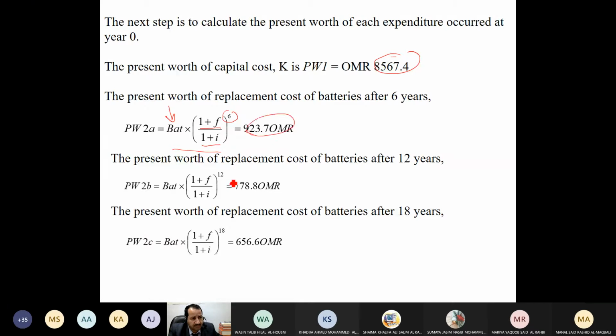I got this value. It is lower than the original because we expected with more years, the price is going down. I repeat it again, the same formula, but after 12 years, because I again am going to replace this one. So this is another amount of money I pay. Another 6 years, which means 18, I got another amount. All these amounts represent the present worth for batteries.